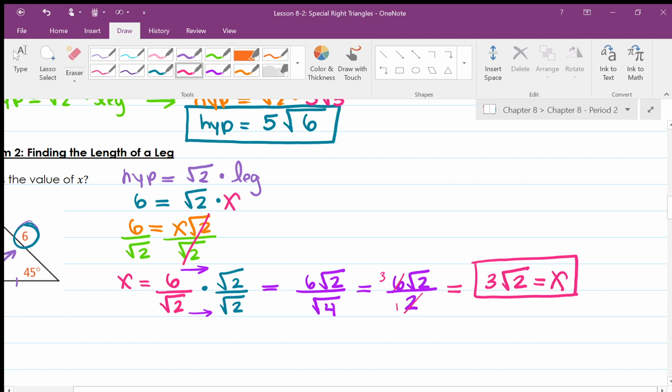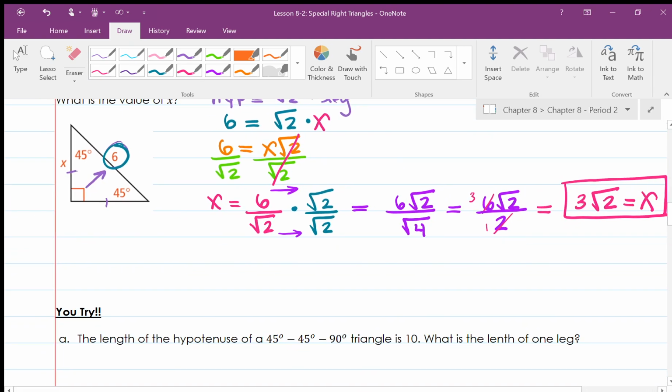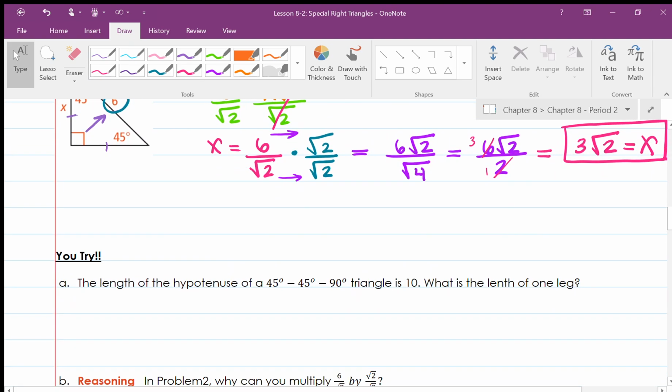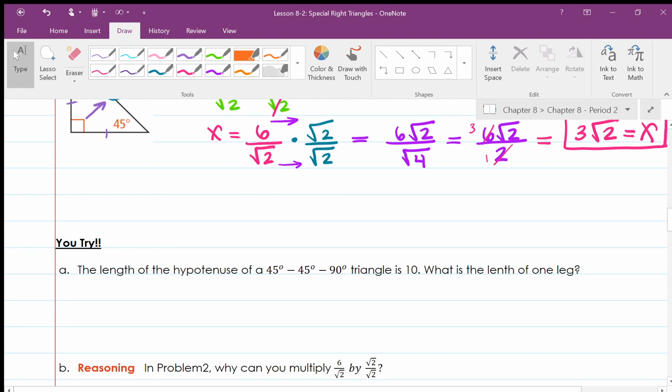All right, got it? So why don't you go ahead and take the time out to try on your own. If you like, you can pause the video, give yourself a minute. Okay, it says the length of the hypotenuse of a 45, 45, 90 triangle is 10. So they're giving you the hypotenuse. What is the length of a leg? So you're finding the leg here.